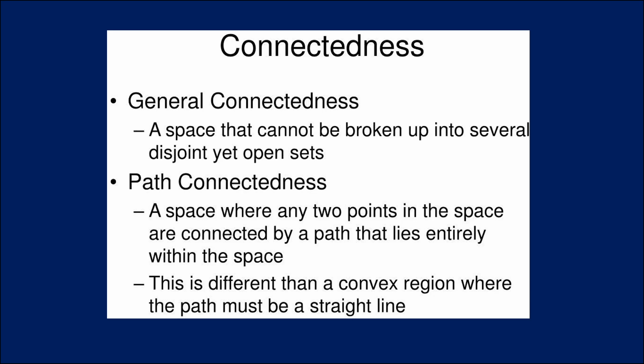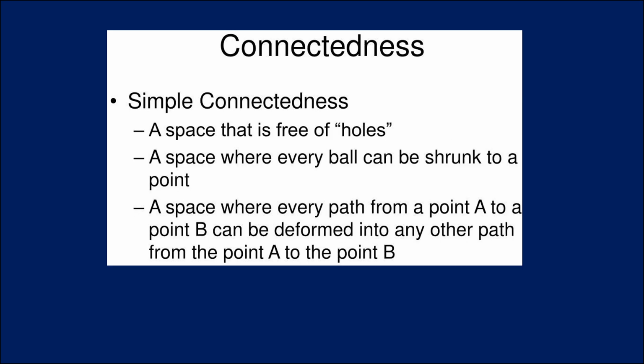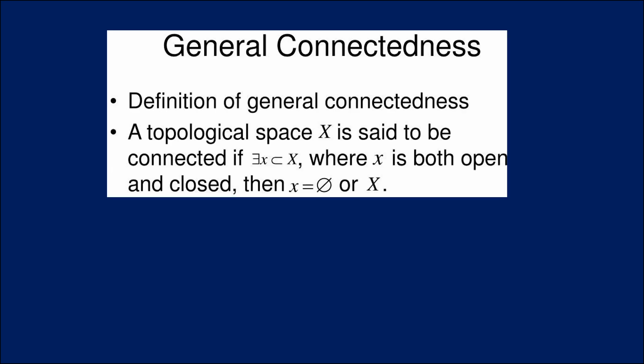Path connectedness is a space which is connected at each of its points. Next is simple connectedness, which is free from holes, a space where every loop can shrink to a point. It is the space where every path from point A to point B can be deformed into any other path from point A to point B. This is a general connectedness.